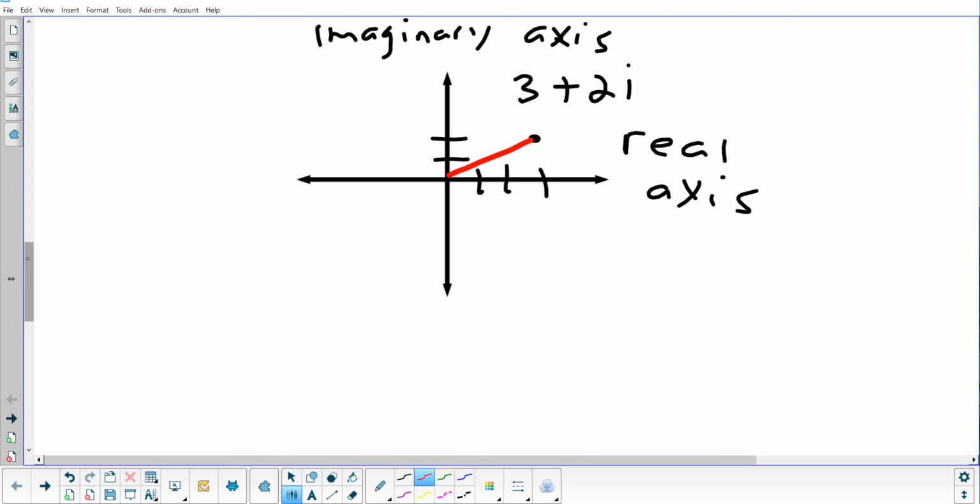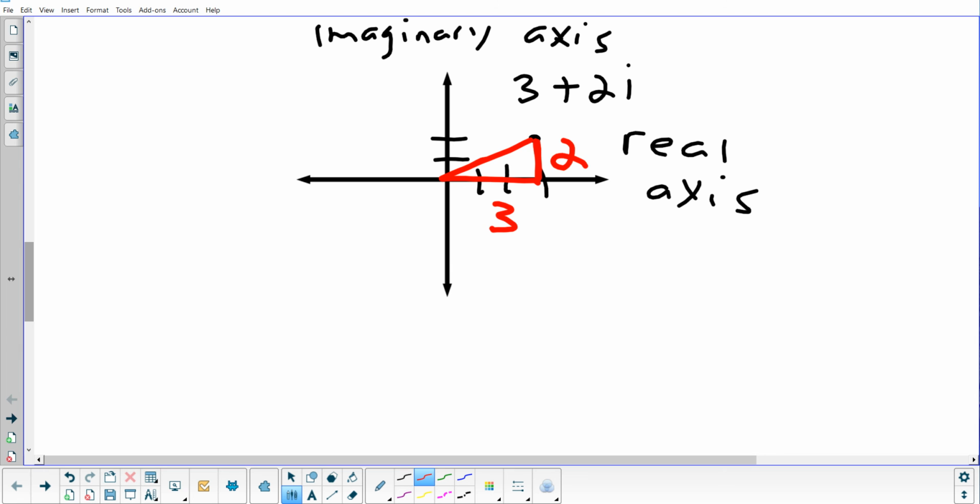Rise over run. But anyone have another guess? Yeah? Would be the distance formula? Okay, you could use the distance formula because you know the location of the start point and the end point. And what I'm thinking of is basically the distance formula, but make a triangle out of that. Find the length of the hypotenuse. The bottom side is 3, the height is 2, and the hypotenuse is the square root of 13.